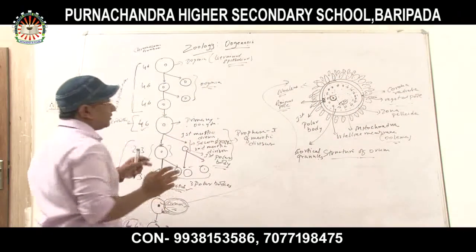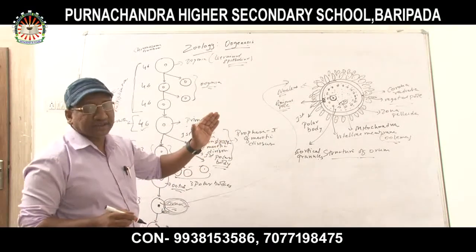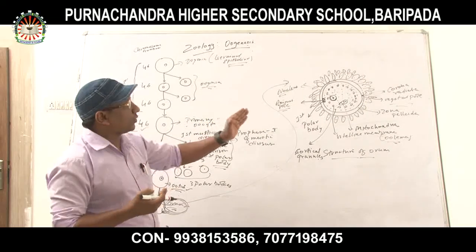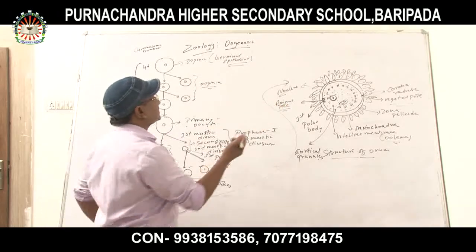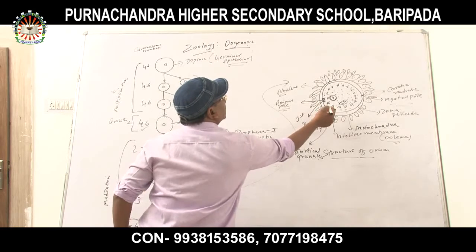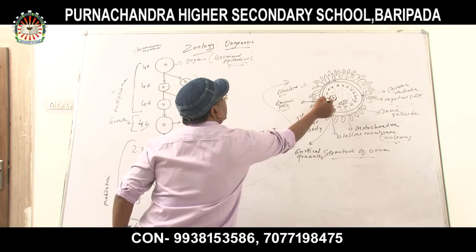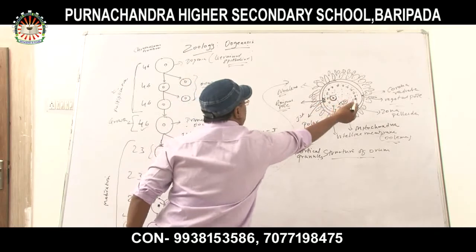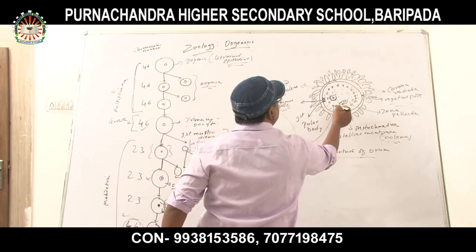The animal pole is the pole where the polar body is present, and at the opposite of the polar body is the vegetal pole. Now this is the structure of the corona radiata, and this is the layer of the zona pellucida. This is the first polar body and nucleus. This point is called the animal pole, and the opposite of the animal pole is the vegetal pole. Mitochondria is there.